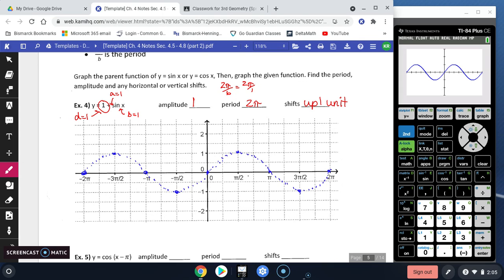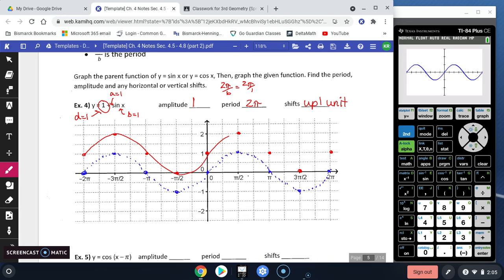So I can do that from my parent function. If everything else about this equation stays the same, the only thing that's happening is everything gets shifted up a unit. This 0 is going to shift up to 1. This point at 1 is going to go up to 2. This will go up to 1. This one at negative 1 will go up to 0. At 0 goes up to positive 1. So I can just bump everybody up 1 unit.